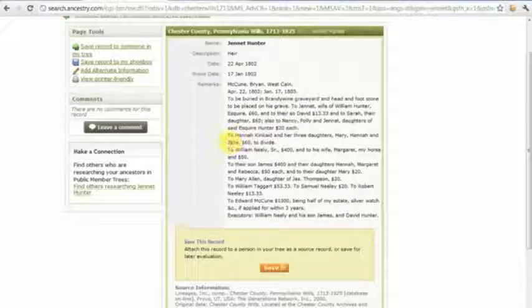Then there are some other people mentioned in this will. A Hannah Kincaid and her daughters. A William Neely Sr. and his wife, their son James and their daughters. A woman named Mary Ellen, who is the daughter of James Thompson. A William Taggart, a Samuel Neely, a Robert Neely, and Edward McCune. The executors of the will are William and James Neely and David Hunter. So certainly the Neely family and the Hunter family are connected some way.